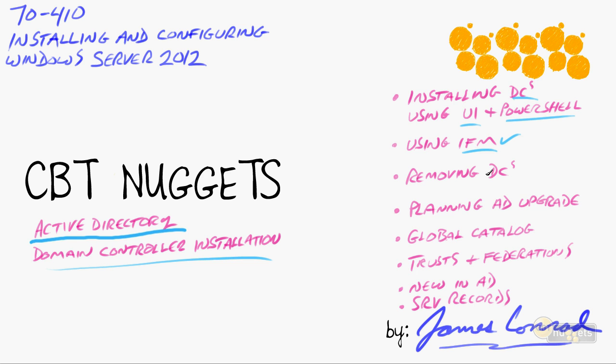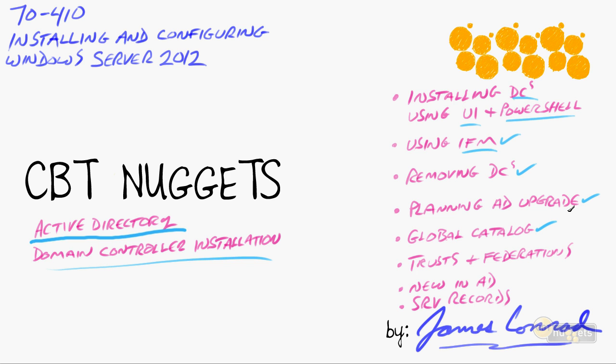We'll look at that. We'll look at removing domain controllers as well. Maybe you need to decommission some or repurpose them for some reason. We'll take a look at planning an Active Directory upgrade. You can upgrade from Windows Server 2008 to Windows Server 2012 domain controllers. So we'll take a look at some considerations to keep in mind there.